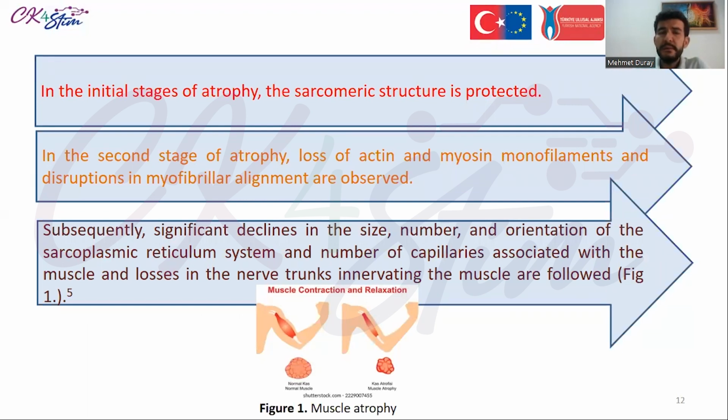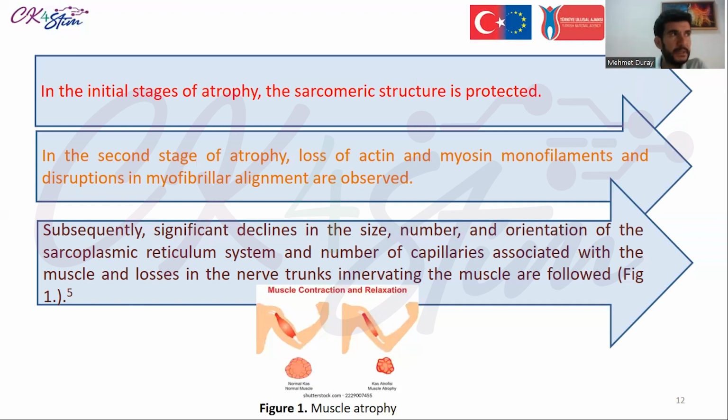While in the first stage of the atrophy, the sarcomeric structure is protected. In the second stage of the atrophy, this sarcomeric structure is disrupted. Actin and myosin myofilaments, loss and disruption in myofibrillar alignment are observed. Subsequently, the size and number of the muscle cells declines significantly, the orientation of the sarcoplasmic reticulum system is disrupted, and the number of capillaries associated with the muscle declines too.